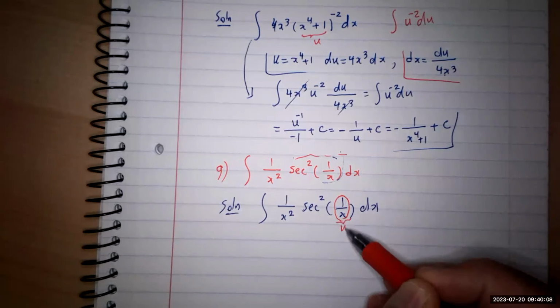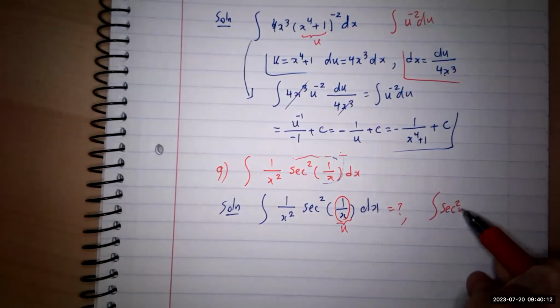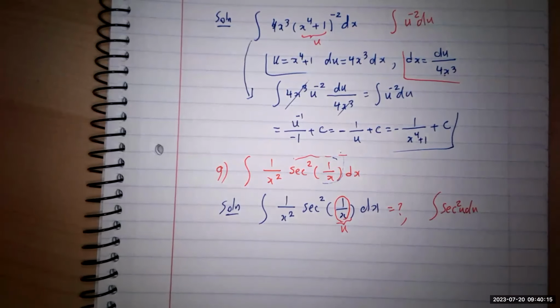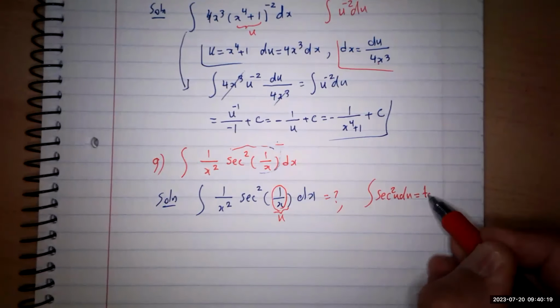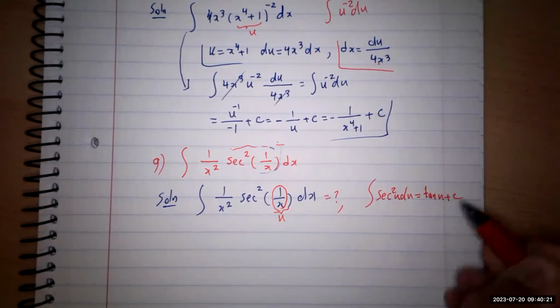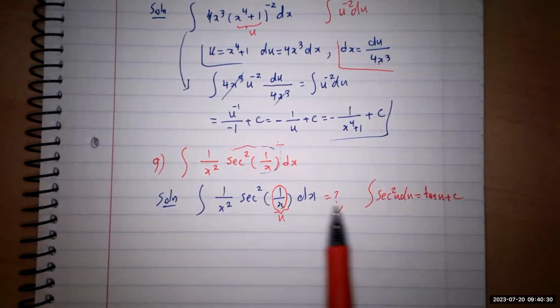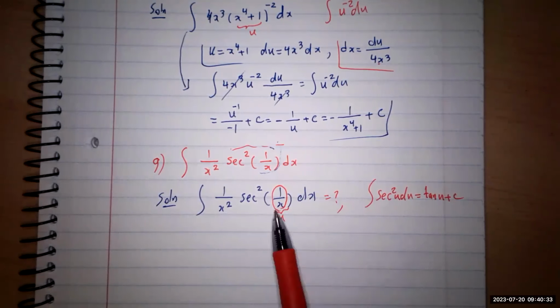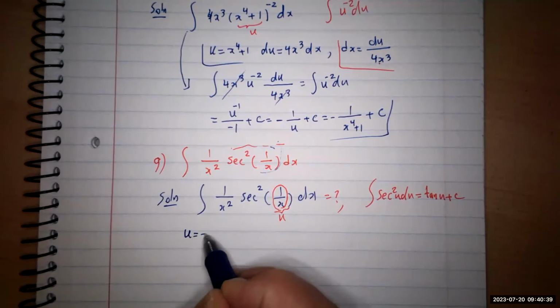If you take this one to be u, the target is going to be secant square of u du. We know that the integral of secant square is tangent, and then you'll be able to do it. Okay, so if it's anything other than x, you call the inside to be u. If it's going to be sine u, we end up with the integral of sine u, integral of cosine u. Okay, so you must know that your u would be 1 over x.